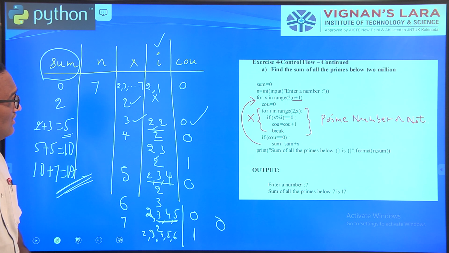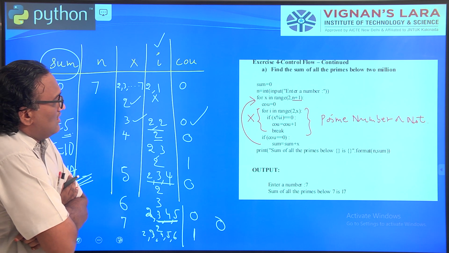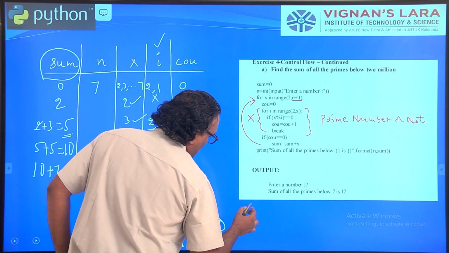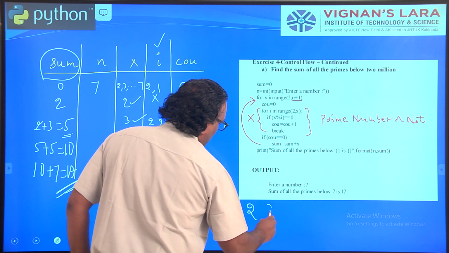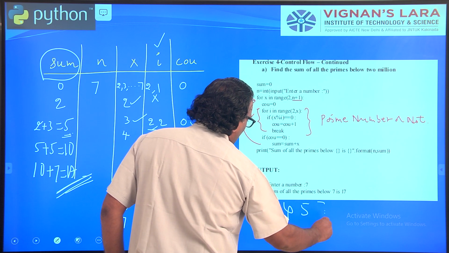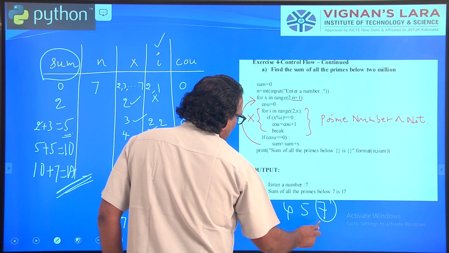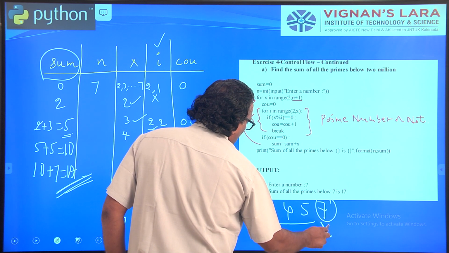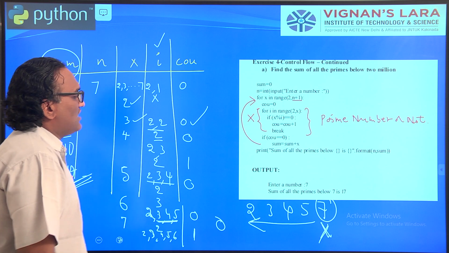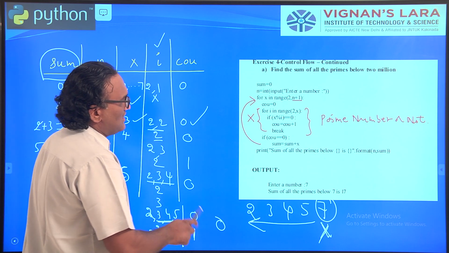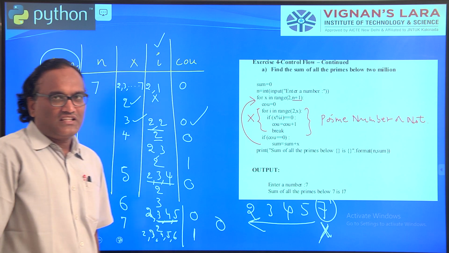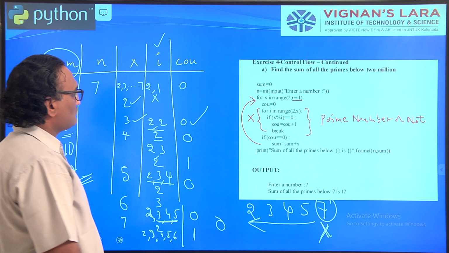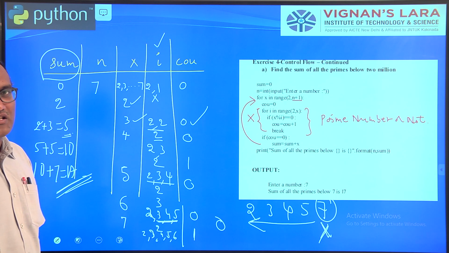Now, suppose without 7. If you consider 7, the prime numbers below 7 are 2, 3, 5. We are including 7 also. Think that I want exactly the sum of prime numbers below 7. If you don't want to consider this, then what could be the change you are supposed to do in this code? Can you please answer this?